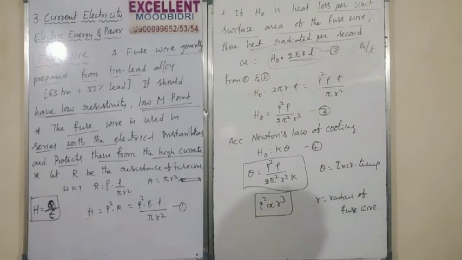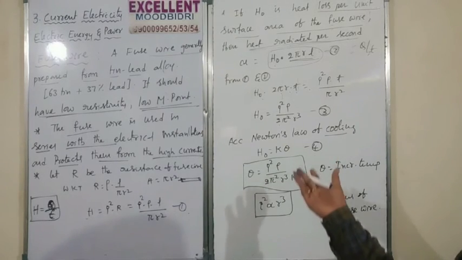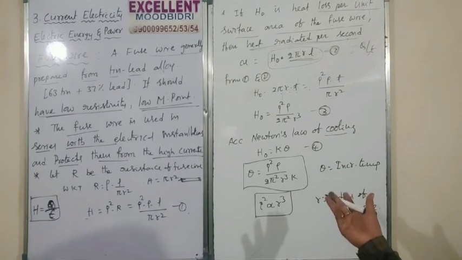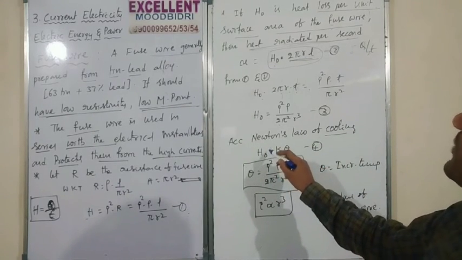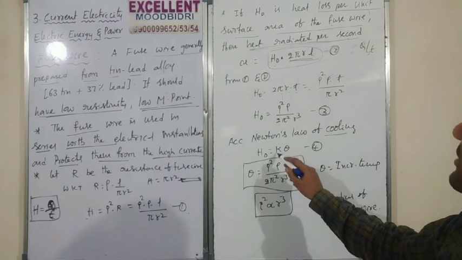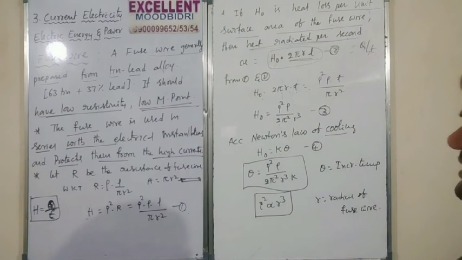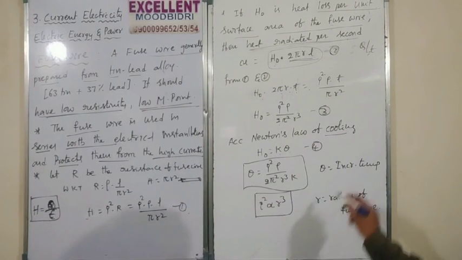Right, equation number 3. According to Newton's law of cooling, because this is a heat chapter, this is a heat related topic only. According to Newton's law of cooling, the heat loss per unit surface is equal to K into theta. K is a constant. Theta is the increase in temperature.